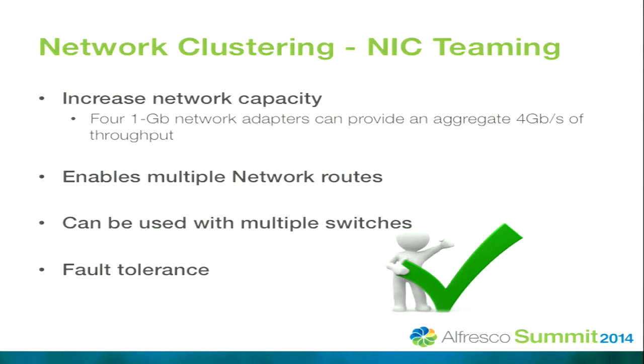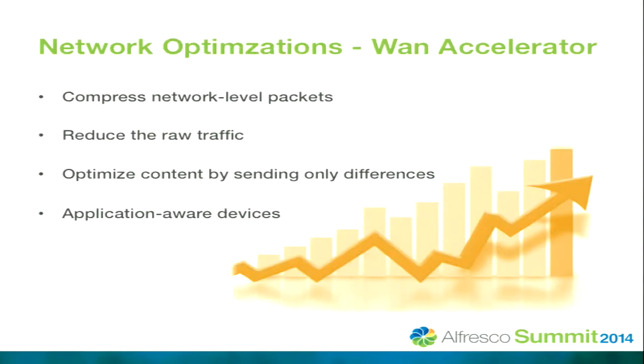Regarding the network, we can use NIC teaming, so have more than one network adapter and use them in order to improve the network bandwidth, or use multiple network routes. So when a route is broken, we can still use another route using multiple switches, and it provides high fault tolerance. We can use a WAN accelerator, which compresses the network packets and sends only the data. So it optimizes content by sending only the difference. And there are a lot of optimizations implemented on the WAN replicators at the application layer, such as NFS or CIFS, etc.